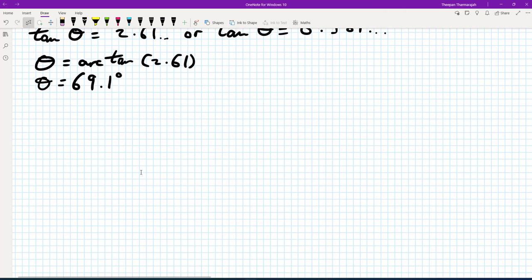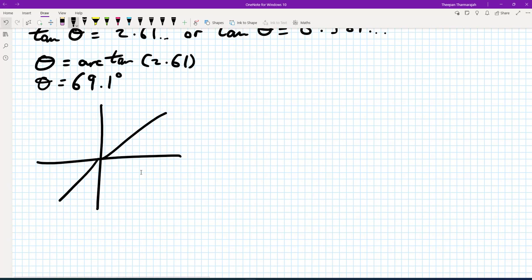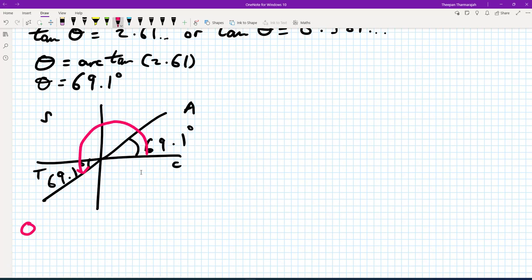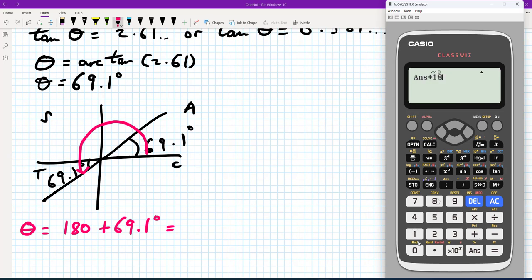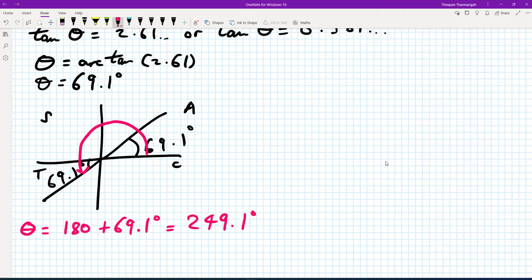So use the cast diagram again. Tan is positive here, it's positive here. So ASTC. So 69.1 degrees, 69.1 degrees here. And then this is the solution you want. So theta is 180 plus 69.1, which is 249.1 degrees to 1 decimal place.